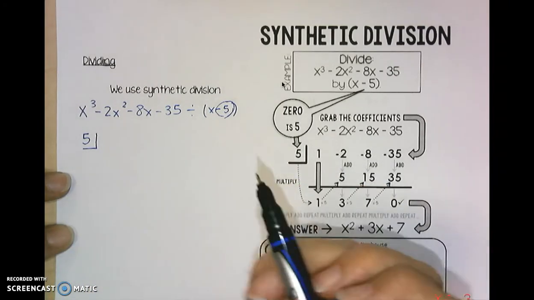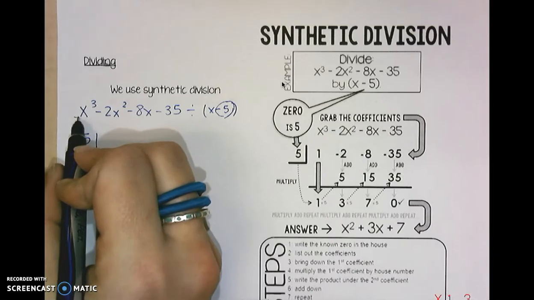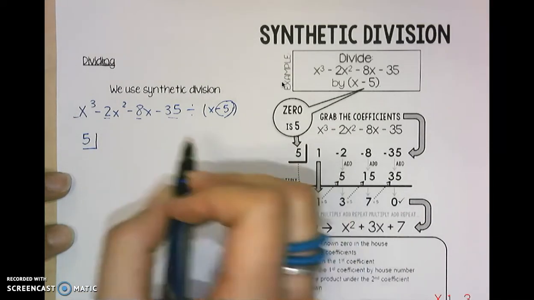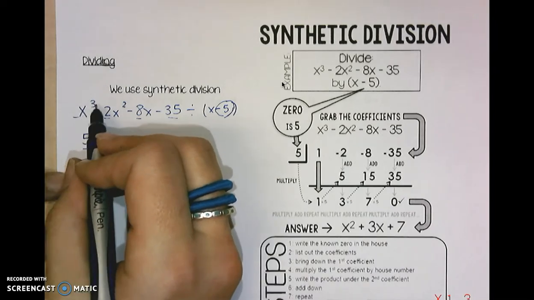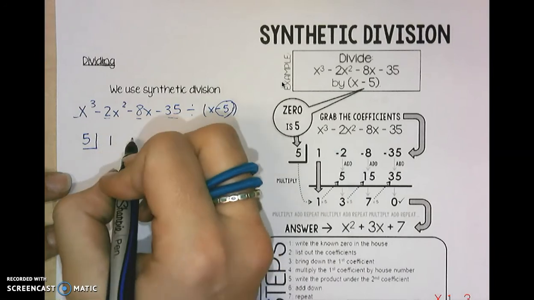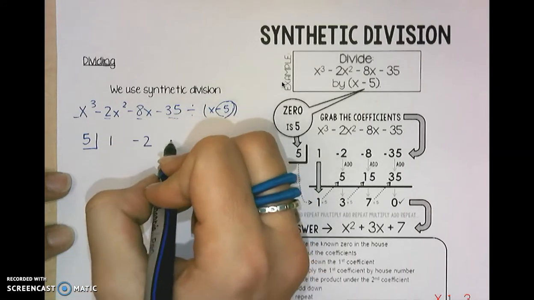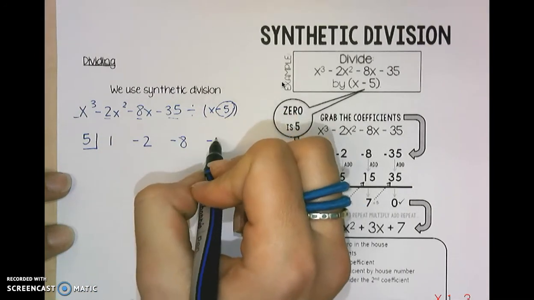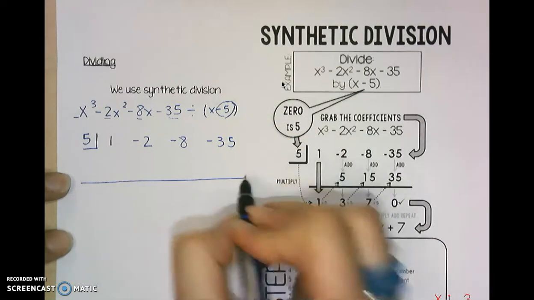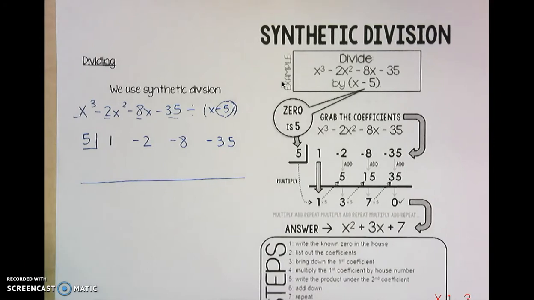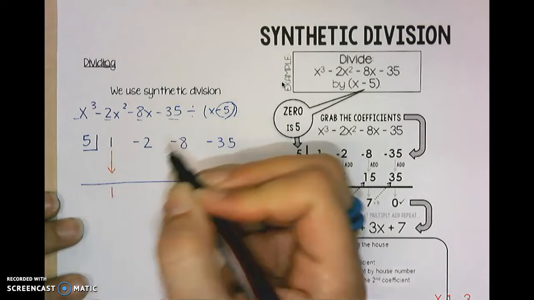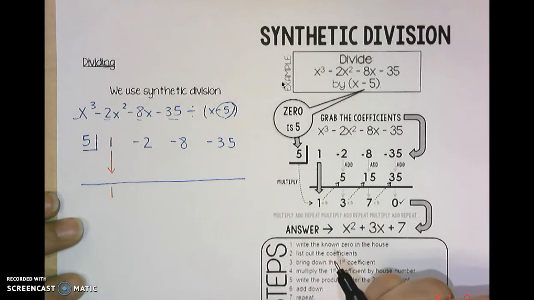Then I'm going to take the coefficients of each of these terms and write them out in a line. Since this is just x cubed, there's a 1 in front that we just don't see. There's a 1, a negative 2, negative 8, and negative 35. I'm going to leave some space and draw a line. The first term always comes straight down every single time, no matter what it is.